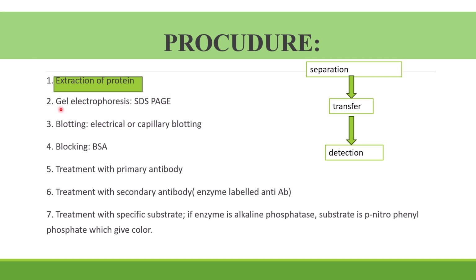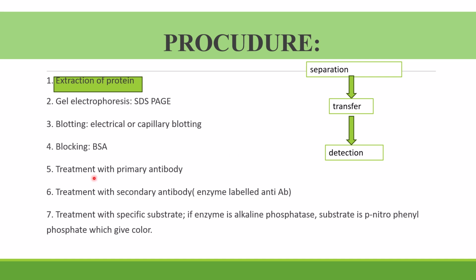After protein extraction, you have to go for gel electrophoresis. Gel electrophoresis is basically the separation process. There is a gel, and you will be loading your samples. Samples will run under the influence of electricity, and there will be separation on the basis of molecular weight. Higher molecular weight proteins will stay on the upper portion, whereas smaller molecular weight proteins will run towards the positive end, that is the anode.